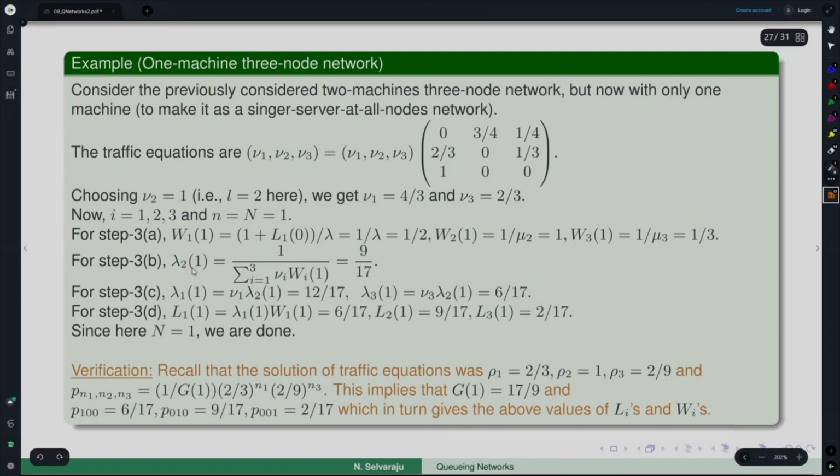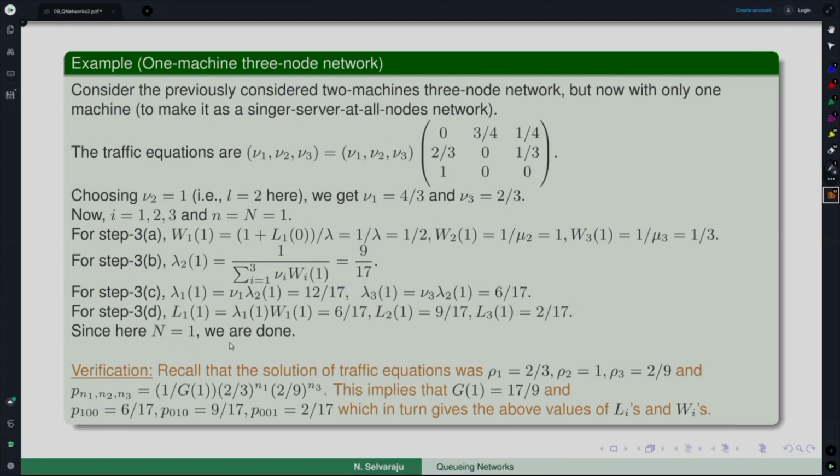Now, lambda 2 of 1 we can compute once we have these W's, since we have the nu i's and W i's. So, lambda 2 of 1 is 9 by 17, and hence lambda 1 of 1 is 12 by 17 and lambda 3 of 1 is 6 by 17. Now, once we have these, I can compute L1 of 1, which is lambda 1 of 1 times W1 of 1, which is 6 by 17. L2 of 1 is lambda 2 of 1 times W2 of 1, which gives 9 by 17. L3 of 1 in a similar way is 2 by 17. Since in this particular case n is equal to 1, we are done.